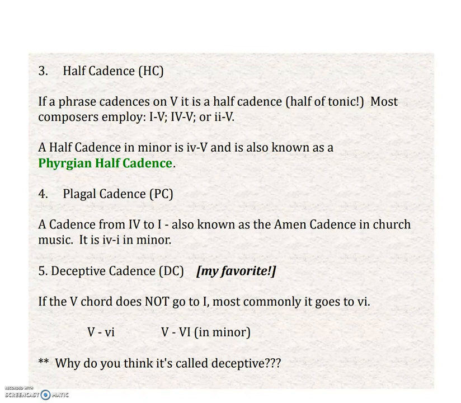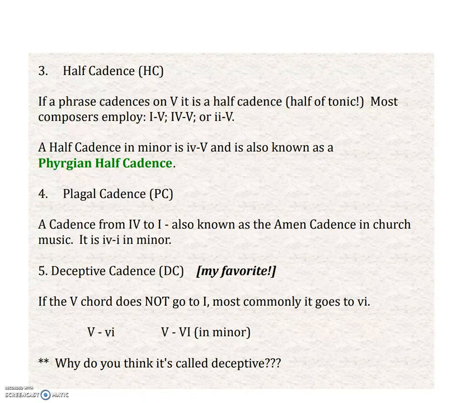Okay, number 4, a plagal cadence. Now a plagal cadence, or PC, is the one that I alluded to earlier saying that it didn't have a tonic dominant relationship. A plagal cadence is from 4 to 1. It's also known as the amen cadence in church music. It's still 4 to 1 when you're in minor. And it kind of sounds like this. There's no five in there. And really, there's only two notes that I'm changing in the soprano and tenor, because I'm going from CEG to FAC.